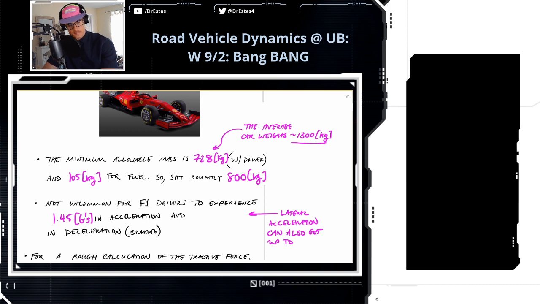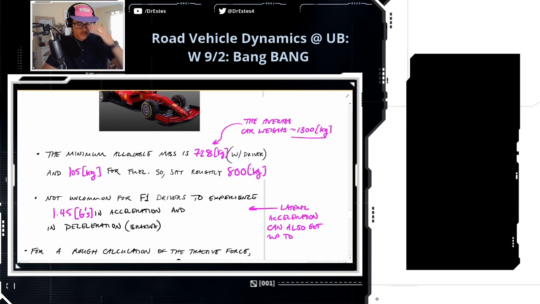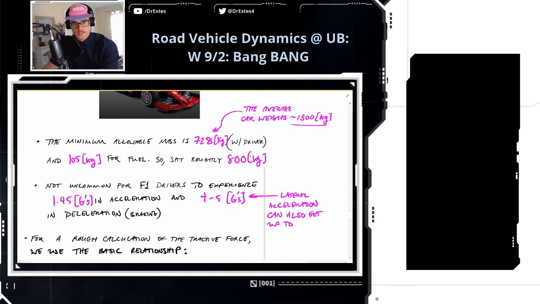So this is 1.5 times that gravitational acceleration. And when they decelerate, if they brake before heading into a corner, it's way more. It's like 4 to 5 Gs. So 4 to 5 times the amount of typical gravitational acceleration. Okay, so it's intense. Braking with that much deceleration is a shock to the body.